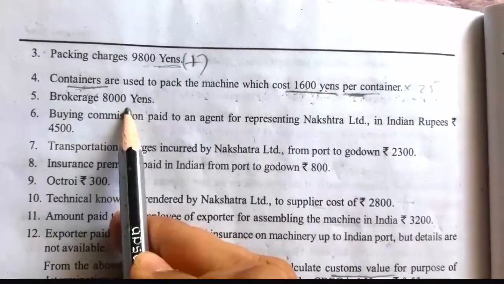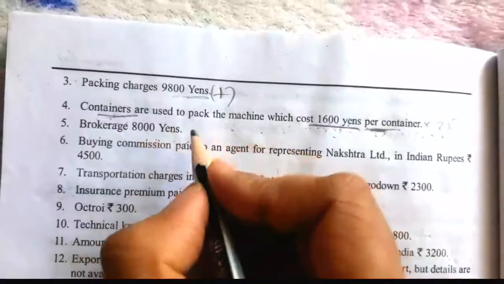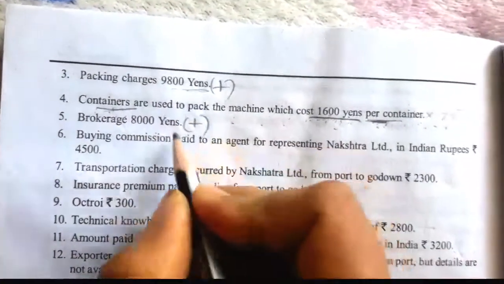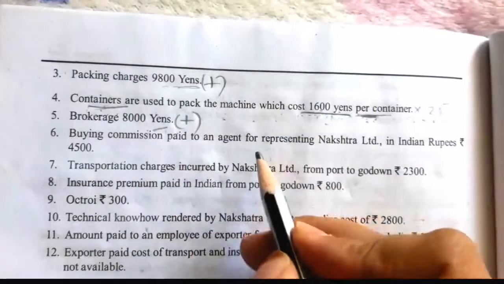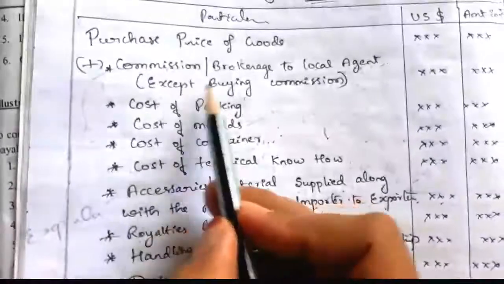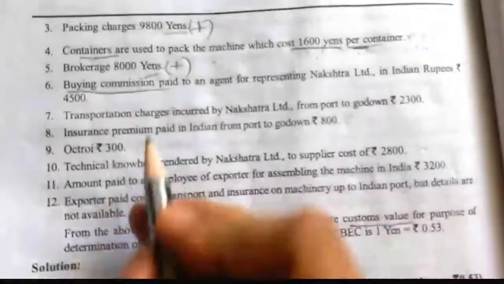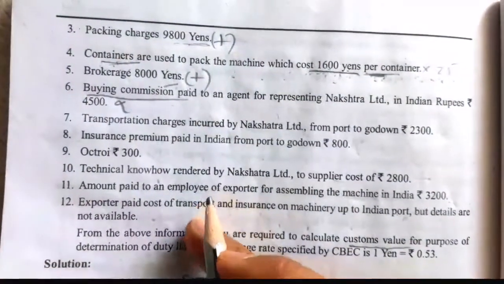Then brokerage is 8,000 yens. Brokerage, given in yens, we have to take before FOB. Then buying commission paid to an agent. Clearly they have mentioned buying commission, so buying commission we should not add to the purchase price. So this 4,500 we should not take, it is a buying commission.